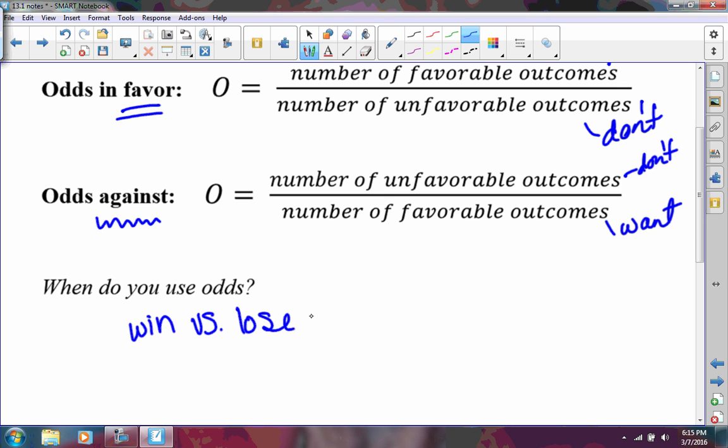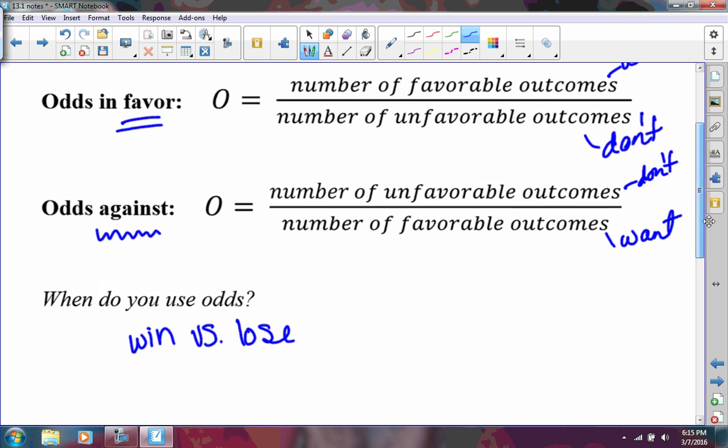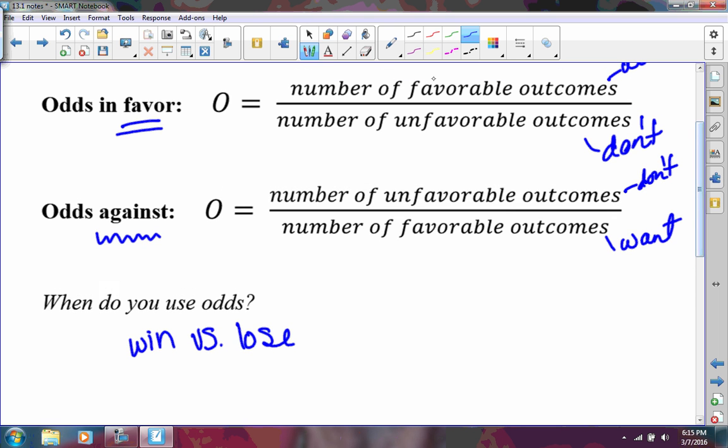You hear about this all the time. The odds of winning the lottery are 1 in a million. So that means there's one favorable outcome and a million unfavorable outcomes where you don't win. So this is what we need to consider if you're going to take on some sort of gamble. You have to consider how many favorable outcomes there are versus those unfavorable outcomes.